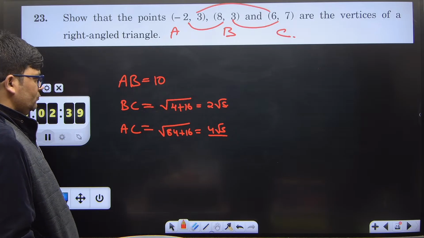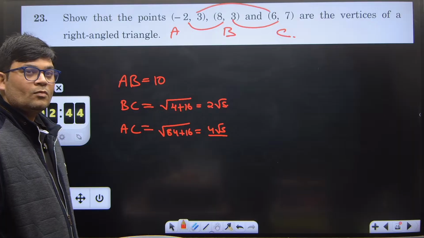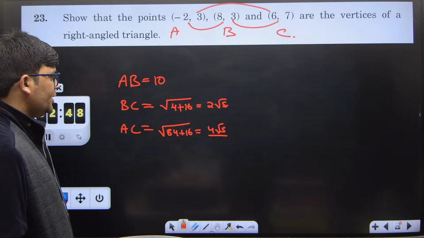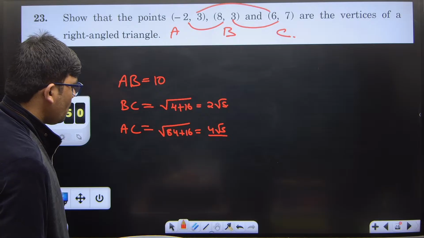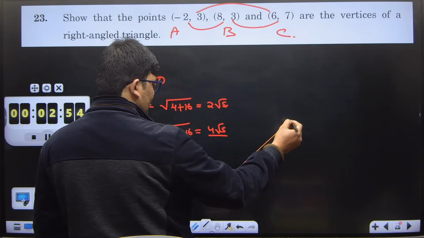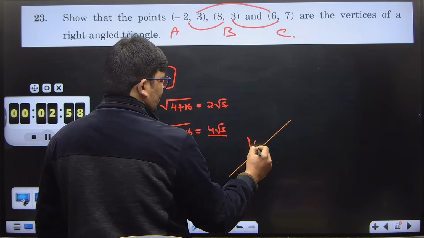I think C. वो वाला पॉइंट होगा जहाँ पे 90 डिग्रीज है, and the angle C होगा. Very good. Because AB is going to be the hypotenuse, the longest side.